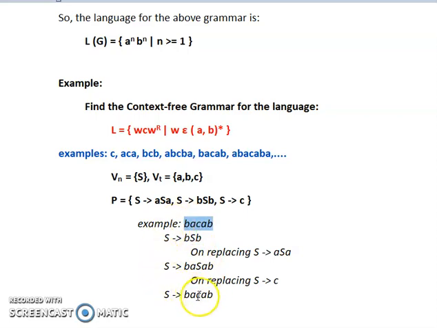That means the string is accepted, and hence it is proved that the grammar produced by us is correct for the language given in the question. Similarly, following the same steps as I have told you in this video, you can find any language corresponding to a context-free grammar or any context-free grammar corresponding to a given language. You can solve any of the questions provided to you in a similar manner.